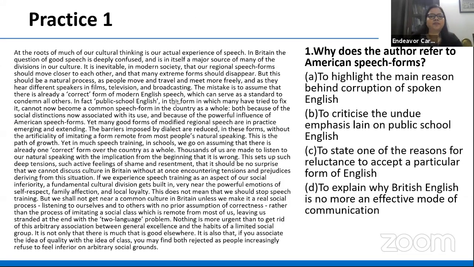In these lines, he says, public school English in the form in which many have tried to fix it cannot become a common speech form in the country, both because of the social distinctions associated with its use and because of the powerful influence of American speech forms. So why does he refer to American speech forms? Logical structure question. Always relate an example to an idea. He mentions American speech forms in the context of how there is powerful influence of the American speech forms. And because of the powerful influence of other speech forms, you can't fix one form as the standard.